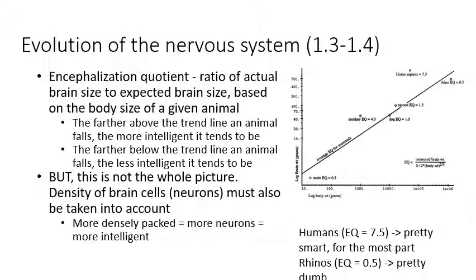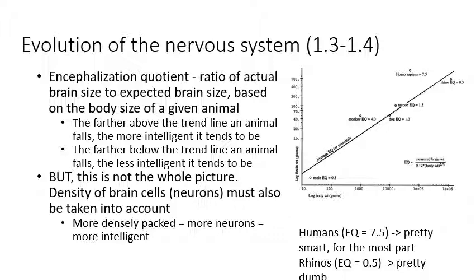So you see monkeys and Homo sapiens there, they tend to be a little more intelligent. And the farther below the trend line an animal falls, the less intelligent it tends to be. So rhinos, kind of dumb, moles, I guess pretty dumb for their body size. But this ratio is a really rough estimate, and so it's not the whole picture.